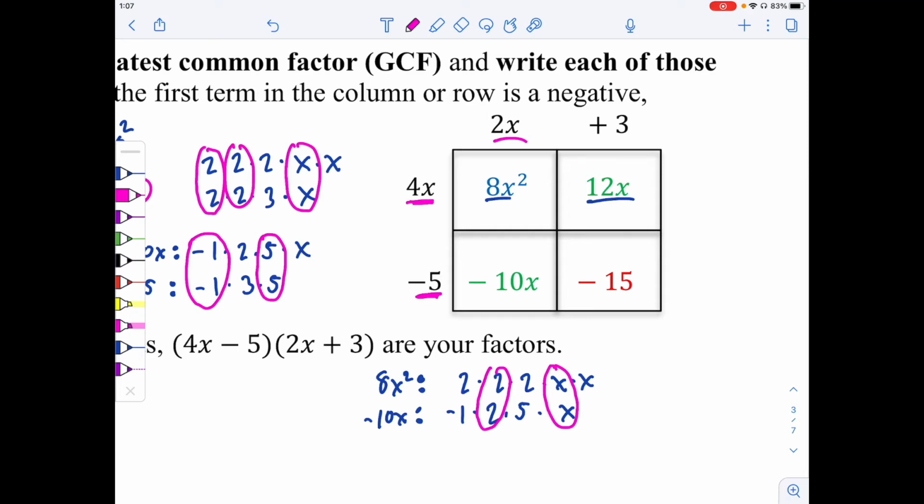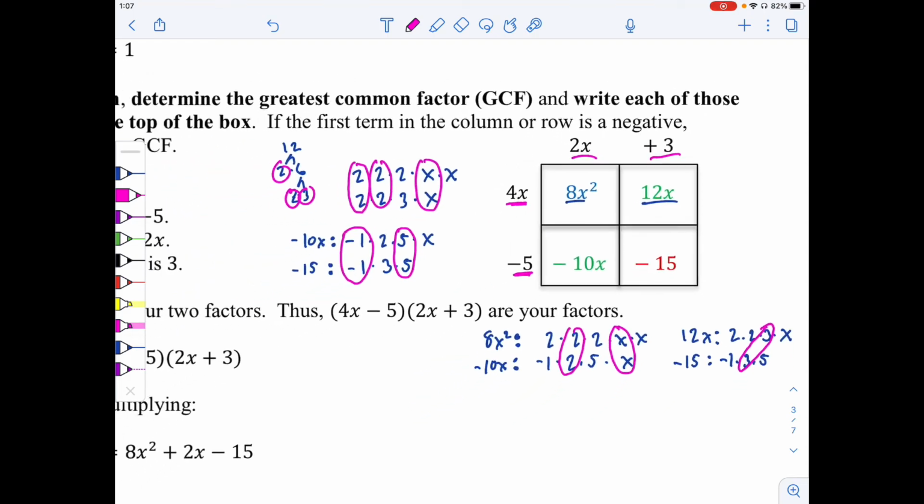And then the next column, 12x and negative 15. So 12x is 2 times 2 times 3 with an x. Negative 15 was negative 1 times 3 times 5. So we look at what's common, 3. That's the only thing they have in common, so that's why we have 3 here.